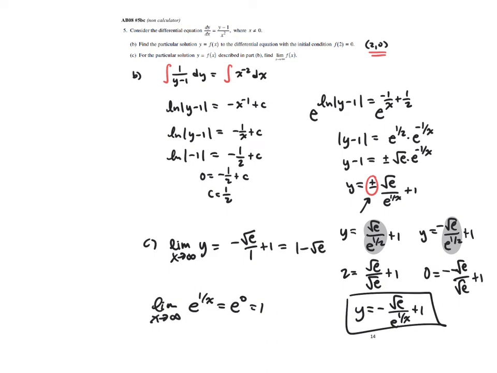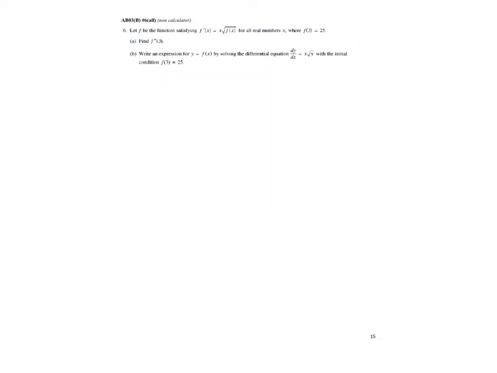That's an FRQ from back in 08. Let's look at one more. Very interesting example here from 2003, Form B, number 6. It says let f be the function satisfying f prime is equal to x times the square root of f of x for all real numbers x where f of 3 equals 25. We'll probably use this in part B. Part A says find f double prime of 3.